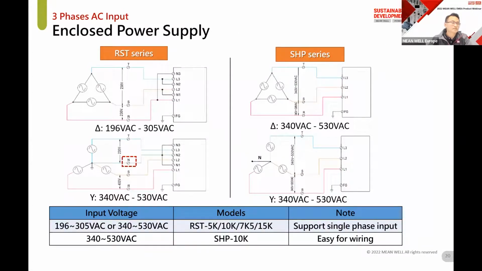This diagram shows you the difference between the RST and the SHP three-phase connection. Both of them support delta and Y connection. Basically, the difference is that the RST has an additional neutral terminal to be connected. The advantage is that RST provides the possibility of single phase usage. On the other hand, since SHP doesn't need neutral wiring, it's easier on the input installation than the RST.